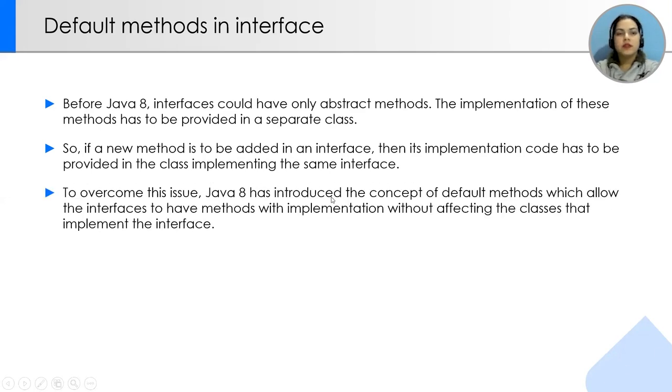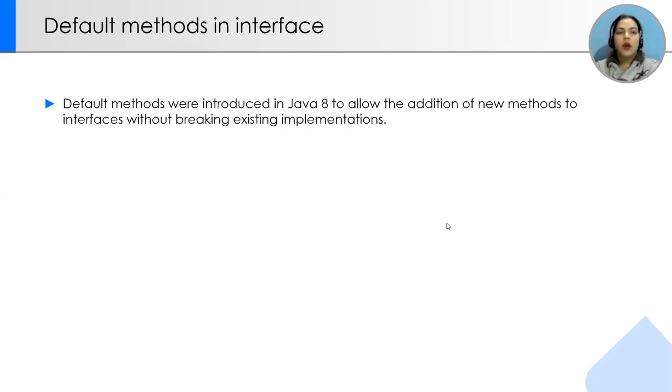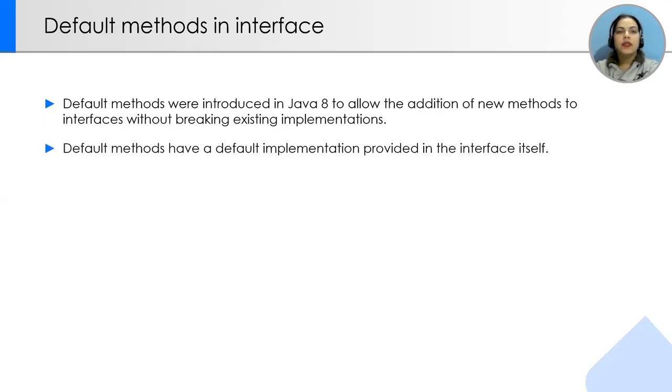Now, to overcome this issue, Java 8 introduced the concept of default methods, which allow the interface to have methods with implementation without affecting the classes that implement the interface. Default methods were introduced in Java 8 to allow the addition of new methods to interfaces without breaking the existing implementation. Default methods have default implementations provided in the interface itself.